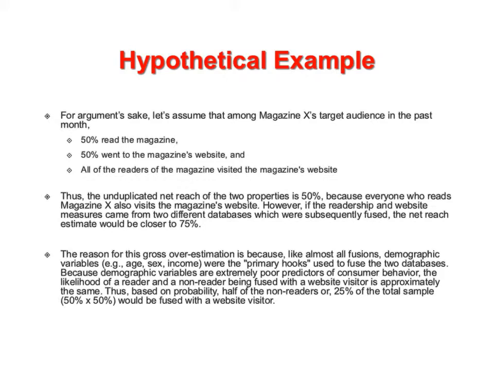The reason for this gross overestimation is because, like almost all fusions, demographic variables were the primary hooks used to fuse the two databases. Because demographic variables are extremely poor predictors of consumer behavior, the likelihood of a reader and a non-reader being fused with a website visitor is approximately the same. Thus, based on probability, half of the non-readers, or 25% of the total sample, would be fused with a website visitor.